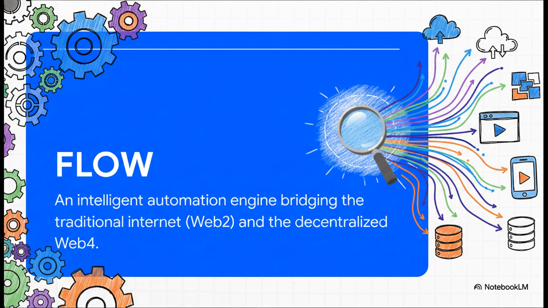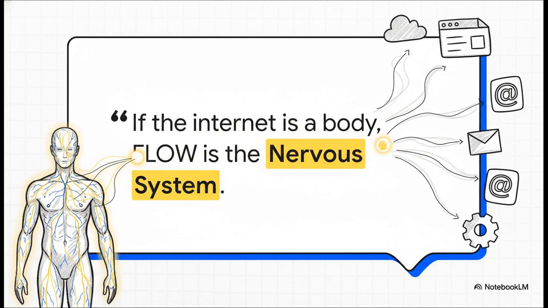So what is it, really? Well, at its heart, Flow is a super smart automation engine. Its whole job is to act as a bridge, connecting the internet we all use every day, what people call Web2, with the next evolution of the internet, the decentralized Web4. You know, this metaphor really is the best way to wrap your head around it. If you picture the whole internet as a single body, then Flow is the nervous system. It's the thing that's sending all the signals and commands between your brain, your hands, your feet, all the different parts of your digital life.